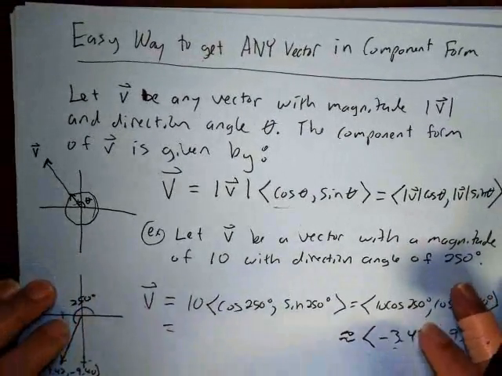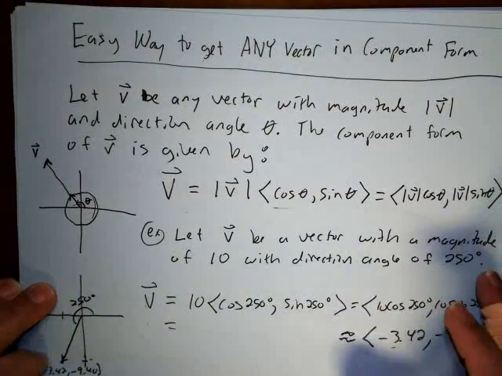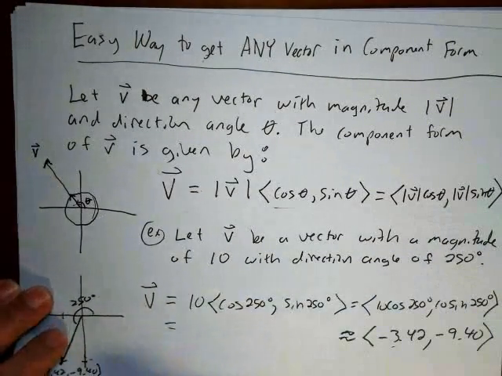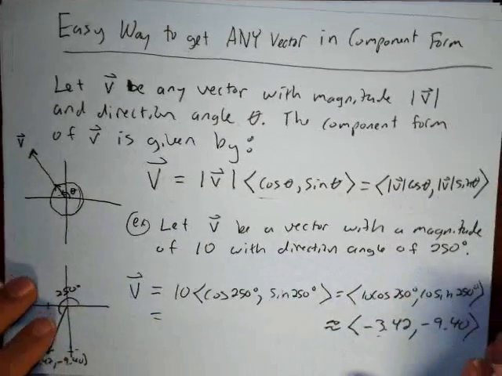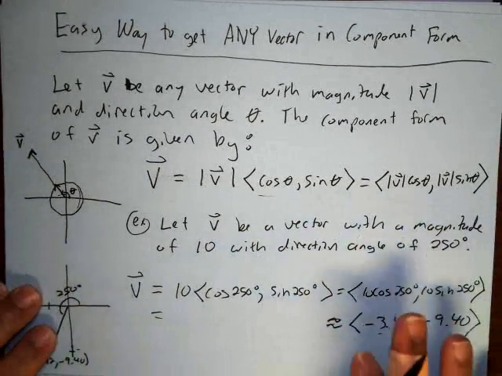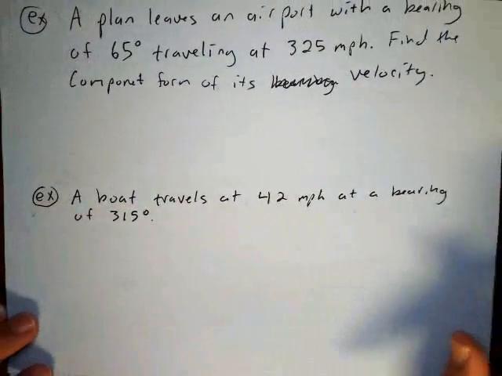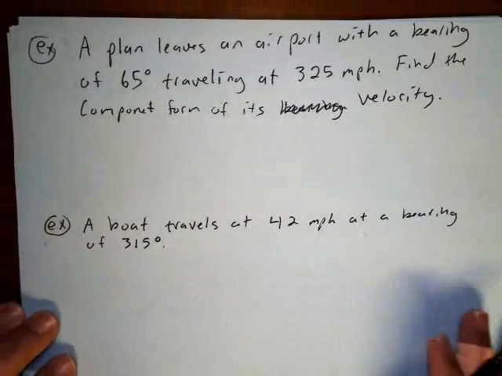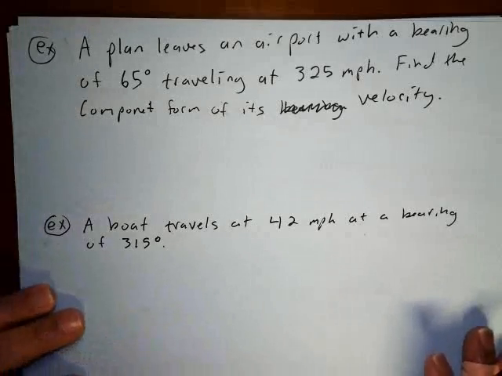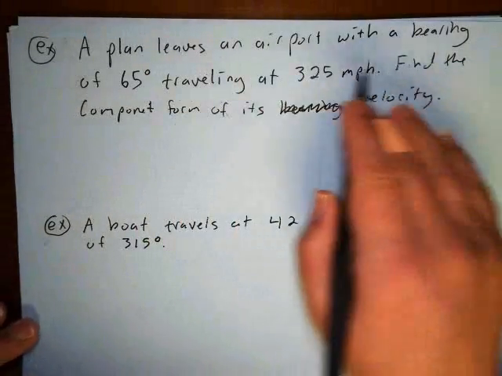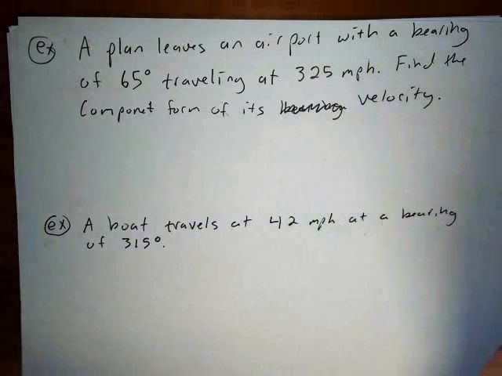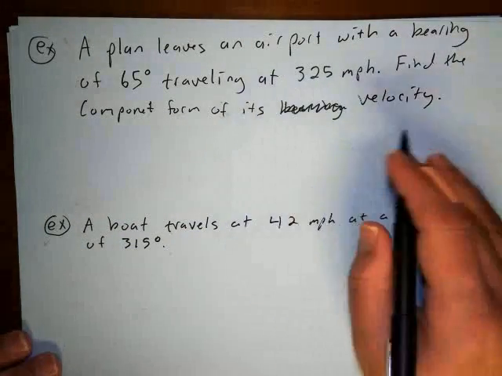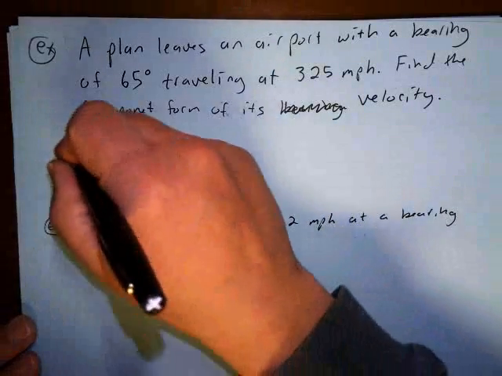You may be frustrated that we did it the hard way in the first unit, but I think the person that wrote this textbook did it like that on purpose so that you would really appreciate this. Okay? So I'm going to do one here, and then I'll have you do the one below. This says a plane leaves an airport with a bearing of 65 degrees, traveling at 325 miles per hour. Find the component form of its velocity.